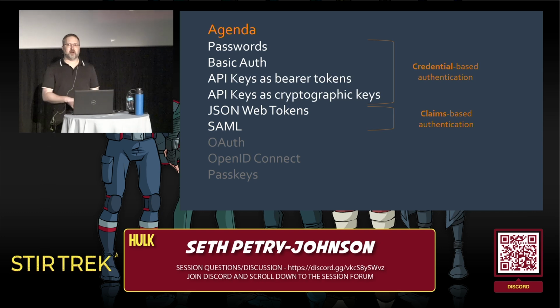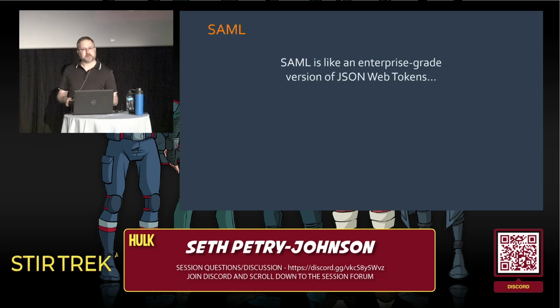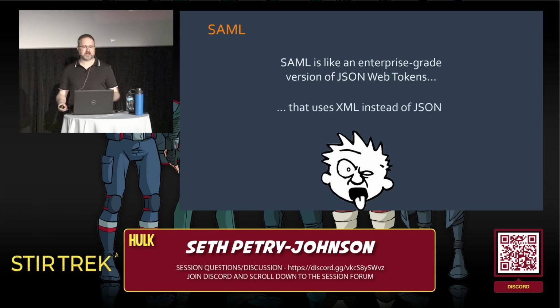The next thing I want to talk about is SAML. And the elevator pitch is this. It's an enterprise-grade version of JSON Web Tokens that uses XML rather than JSON. And actually, technically, SAML came first, so it's more accurate to say that Web Tokens are a stripped-down version of SAML. But in any case, even though XML is gross and outdated and all the cool kids are using JSON, SAML is still very widely used in enterprise single sign-on.